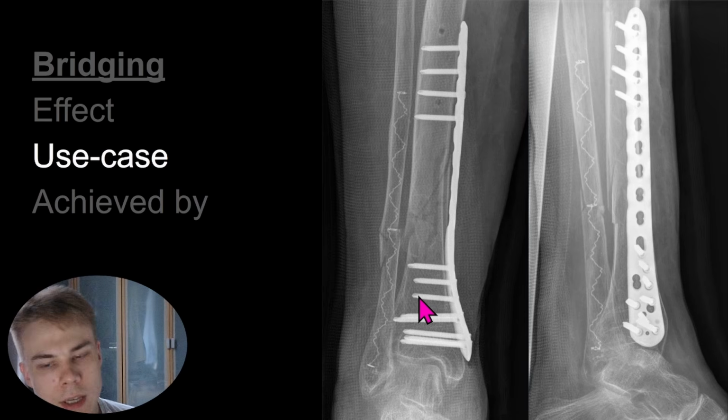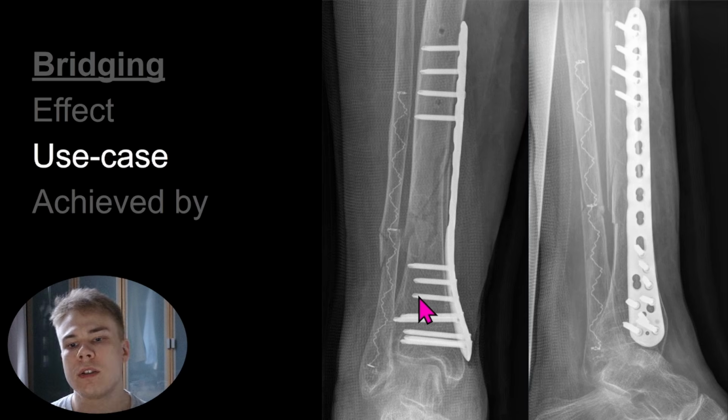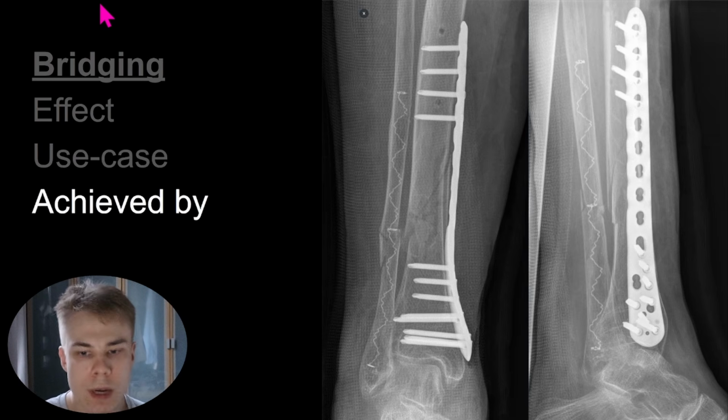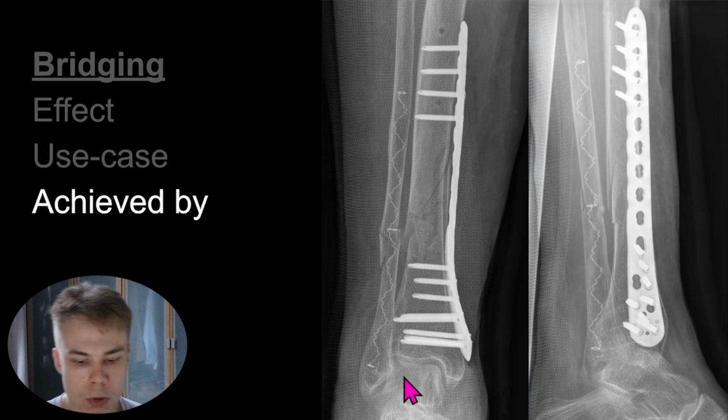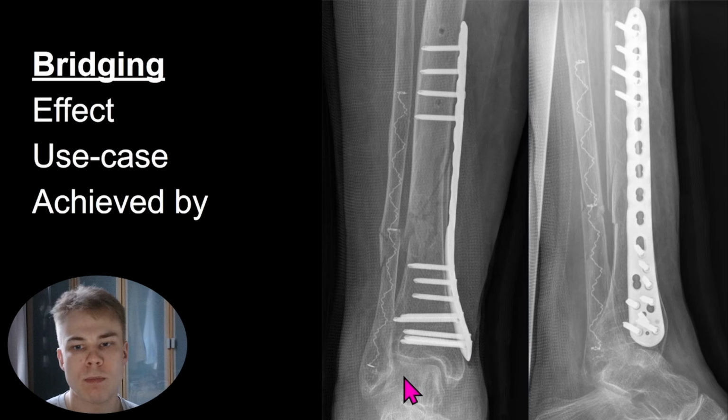And the use case of that is comminuted diaphyseal fractures where there's healthy bone on either side. And the way it's achieved is you put a plate across the comminuted fracture, and the plate has to extend from healthy bone proximally to healthy bone distally, and you put screws into the healthy bone. And that's a bridging mode plate.